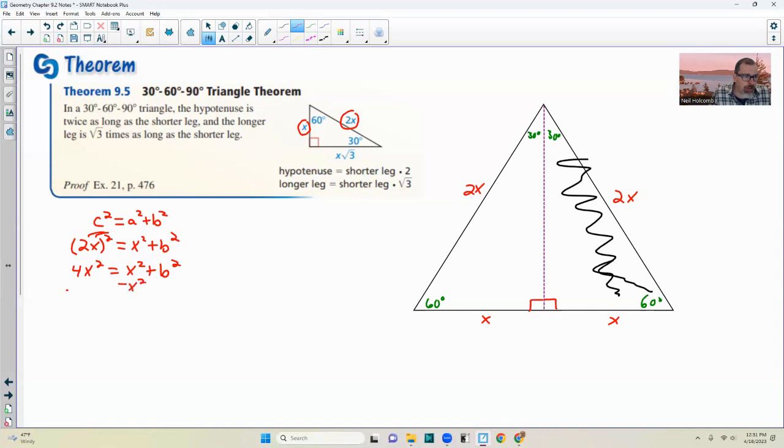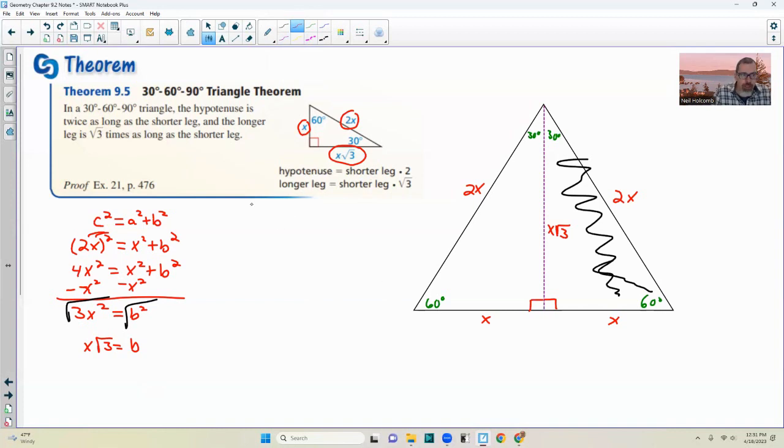Subtract x squared. We're trying to solve for b, aren't we? So I get 3x squared equals b squared. I'm going to take the square root of both sides. So I get b equals, I can't take the square root of 3, so I'll just leave it. And the square root of x squared is x. And therefore we get x square root 3 here. Okay? And so that's how this came about.